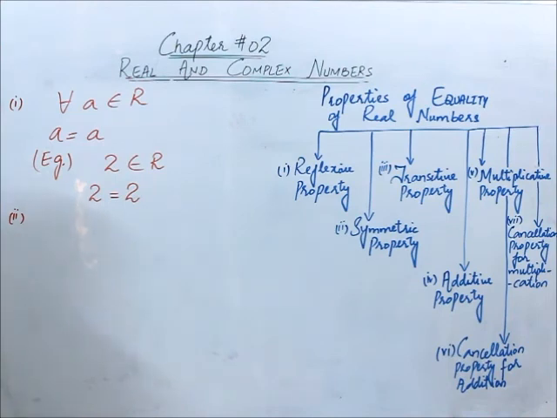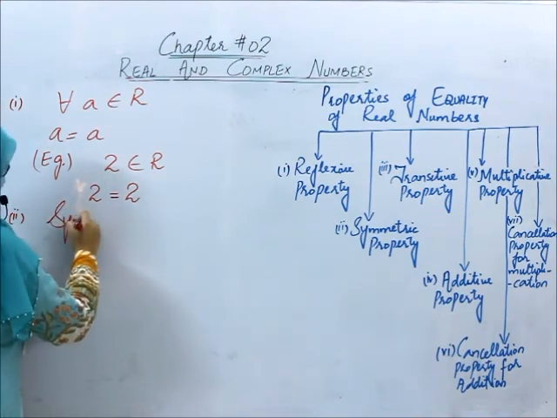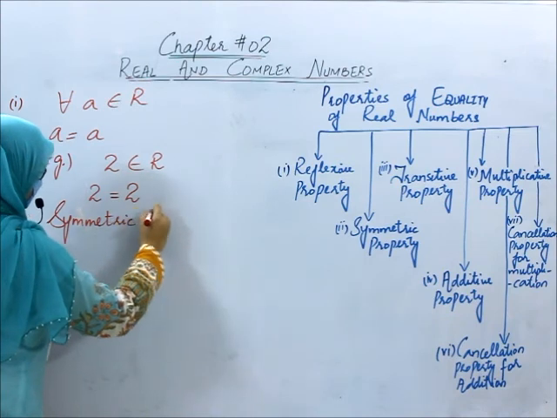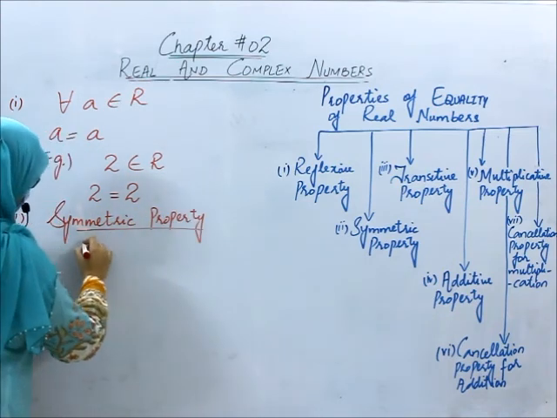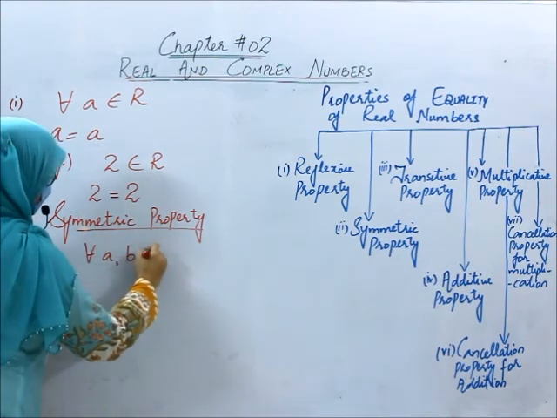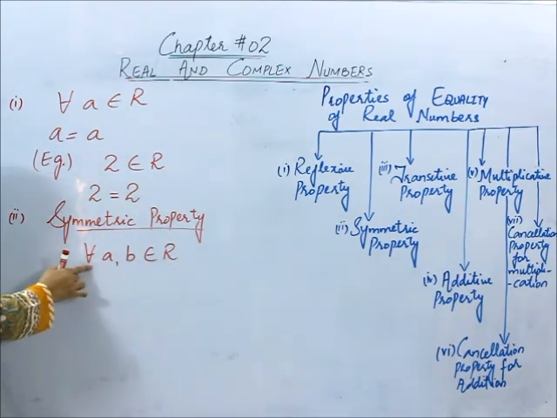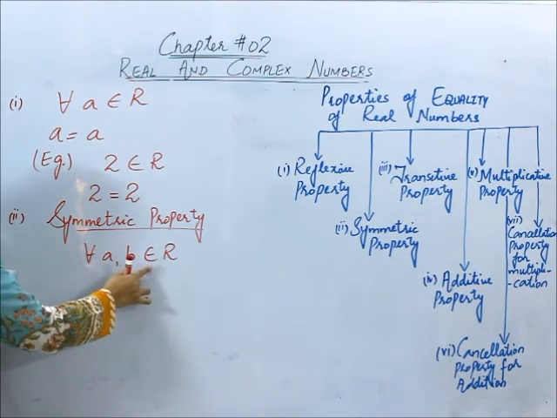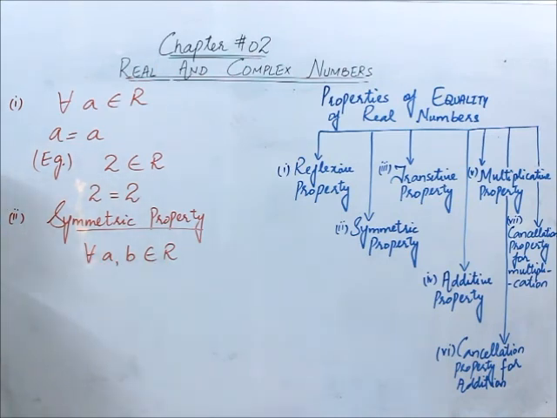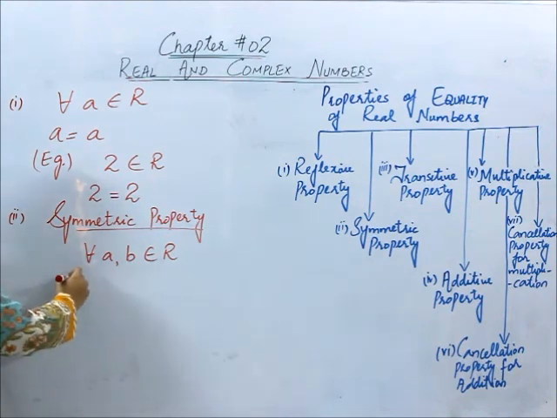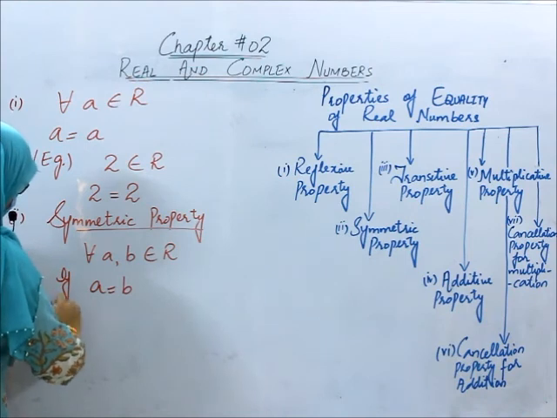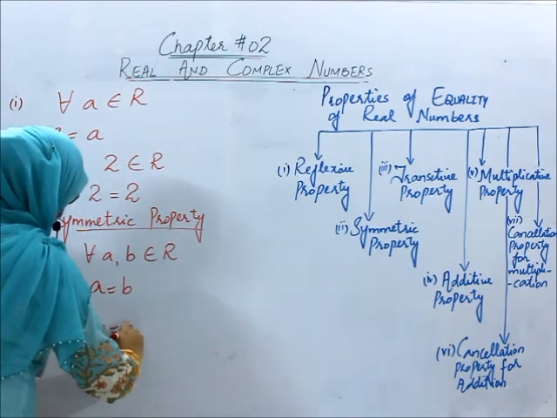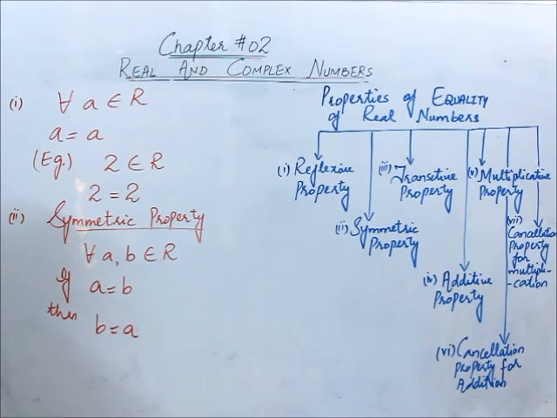Now the second property is the symmetric property. What does the symmetric property say? It says that for any two numbers A and B which belong to the set of real numbers, if A is equal to B, then B would definitely be equal to A. This is the symmetric property.